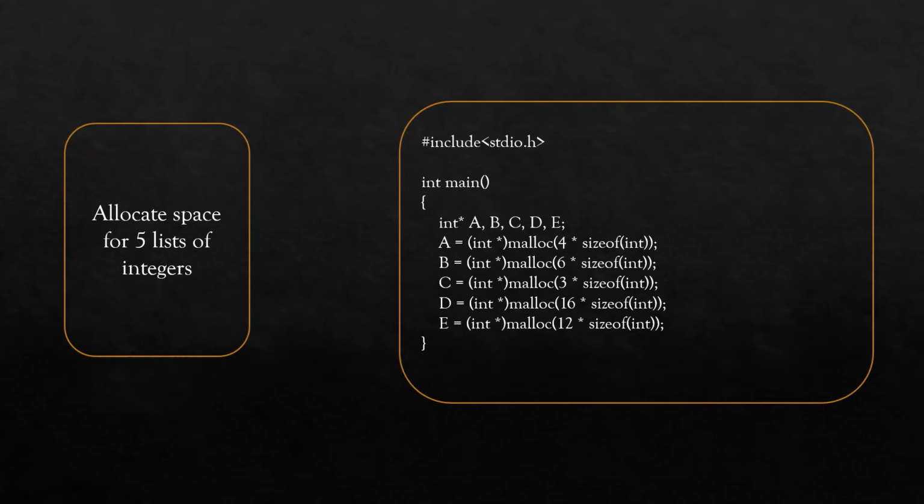When I say the term list, I mean to say that there is more than one element in that list. So when I say the term A is a list, I am storing 4 integers in it. B is a list and I store 6 integers in it. C is a list of 3 elements. D is a list of 16 elements and E is a list of 12 elements. The space is allocated using the malloc function in C.